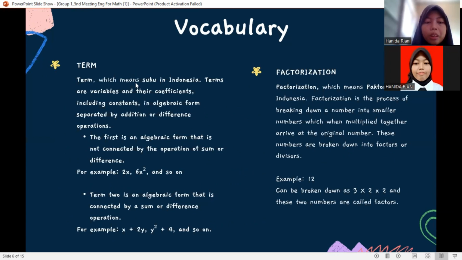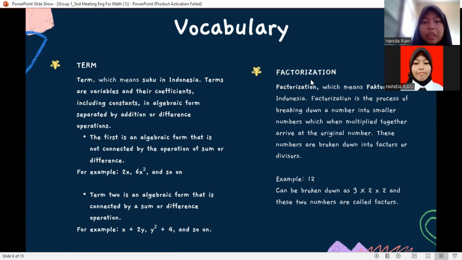Term, which means suku in Indonesian. Terms are variables and their coefficients, including constants and algebraic forms separated by addition or difference operations. The first is an algebraic form that is not connected by the operation of sum or difference. This is an example. Term 2 is an algebraic form that is connected by a sum or difference operation.